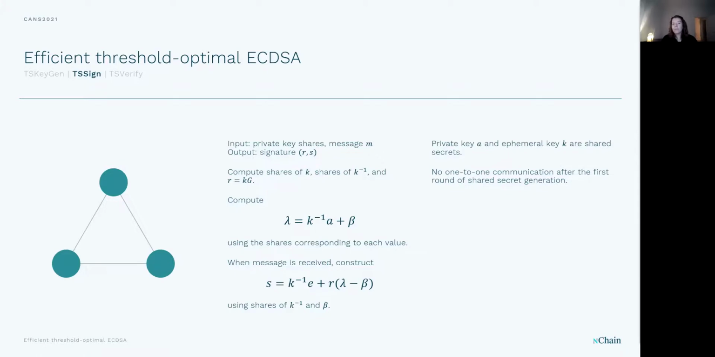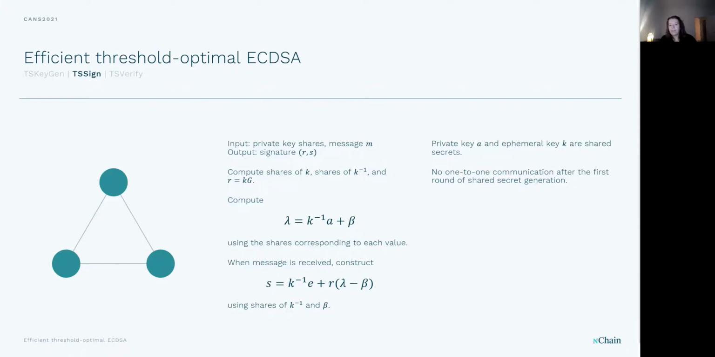Then they also need to do some computation to compute K inverse, which was described in the 96 scheme. And then they similarly must compute R, which forms part of the signature. The next thing they do is take their shares of K inverse and their shares of the private key, and then each participant multiplies the shares together.